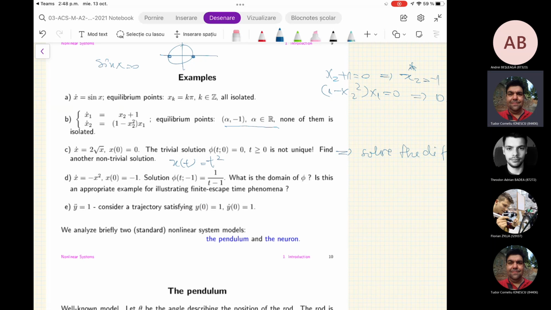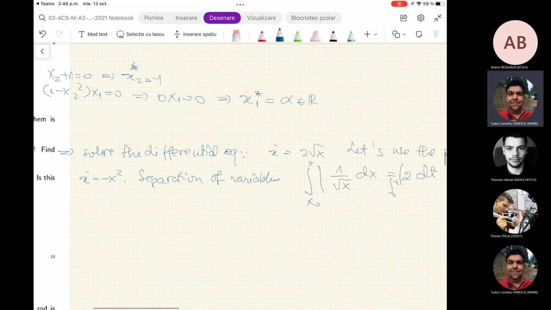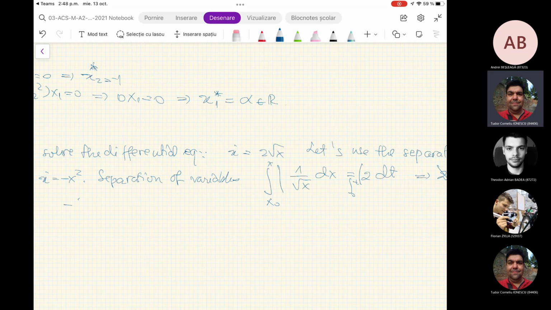Right. Then you get x dot is minus x squared, x0 is minus 1. This is interesting. So x dot is minus x squared. Again, separation, because there is no other tool. Separation of variables. We do this again. So we get minus 1 over x squared dx equals minus dt. Agree?